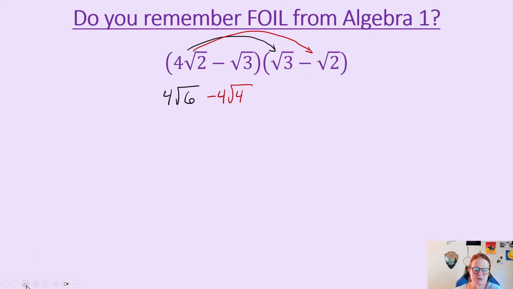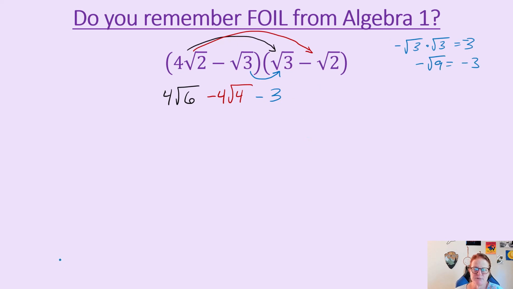Let me change colors because now we're going to do the inner. We're going to do the square root of 3 times square root of 3, and it's a negative square root of 3 and square root of 3. Now remember our rules. Square root of 3 times the square root of 3 is going to give me 3. Now this one's negative, so this is going to be negative 3. You could also look at it as the negative square root of 9, which is still negative 3.